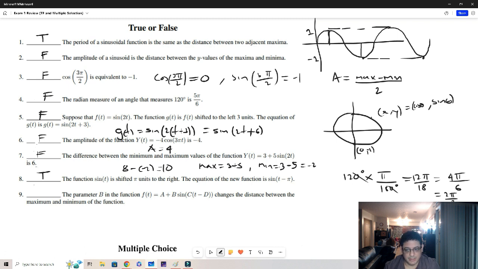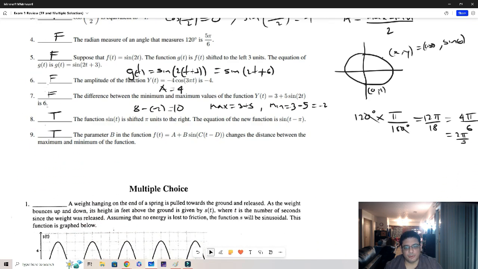Now question 9 says the parameter b in the function a plus b sine of c t minus d changes the distance between the maximum and the minimum of the function. And this is true. This by itself is the amplitude, so this is going to affect the distance between the maximum and the minimum. Actually, since we have a middle line here, this is shifted, but still the amplitude tells me how much is the distance from the middle line to the maximum and how much is the distance from the middle line to the minimum.